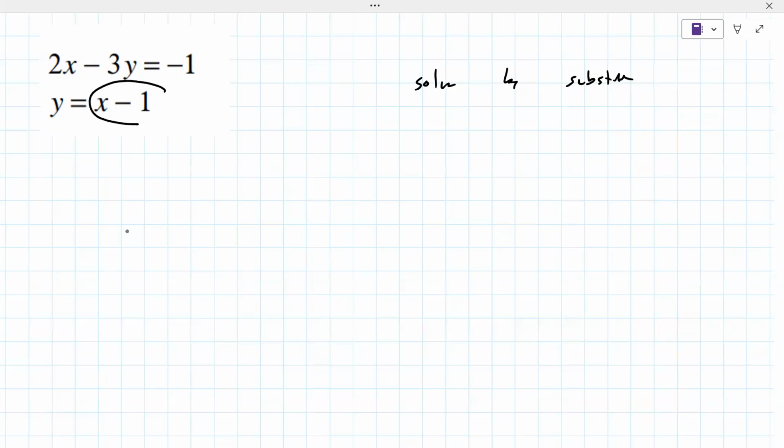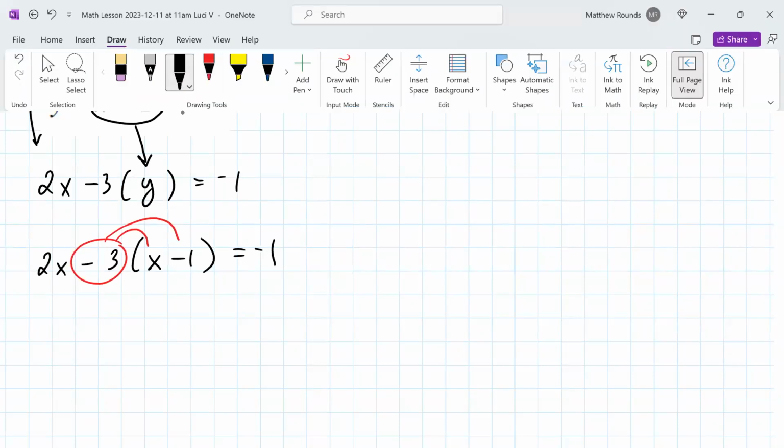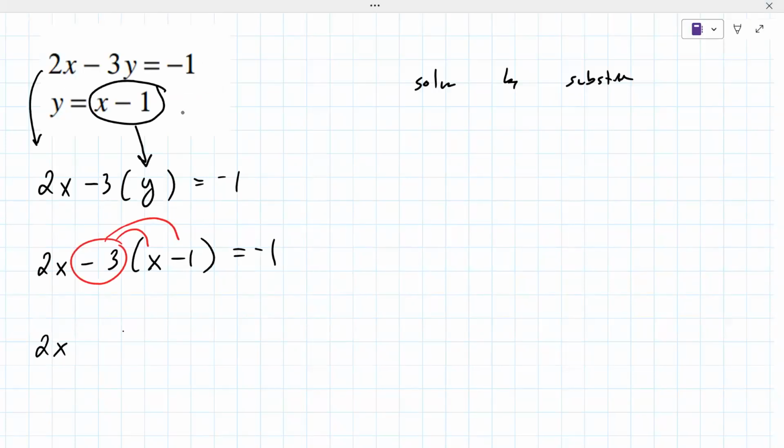So this y is already solved for. So in the first equation, you have 2x minus 3 parentheses y equals -1. This x minus 1 is going in for the y. So this is 2x minus 3, x minus 1 equals -1. So from here, you're distributing in that -3 to both. Can you tell me what that becomes when you distribute in the -3 to both?